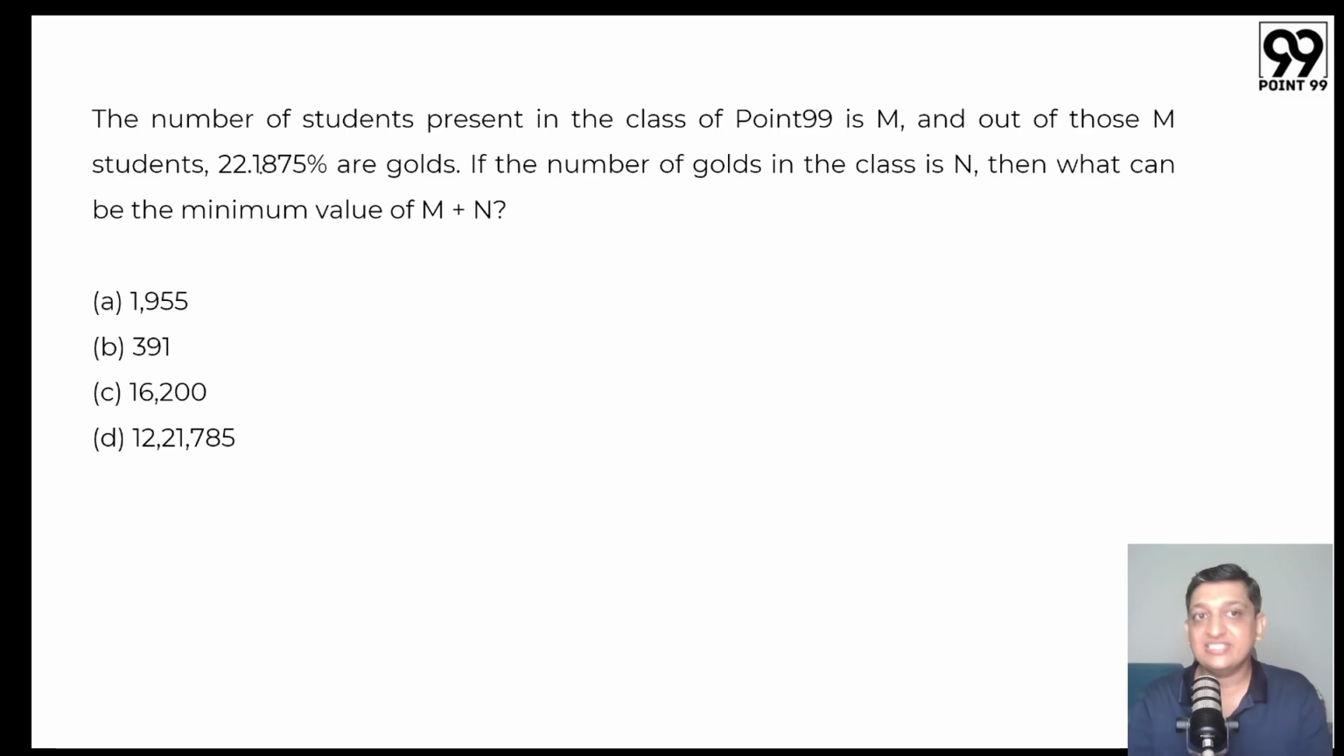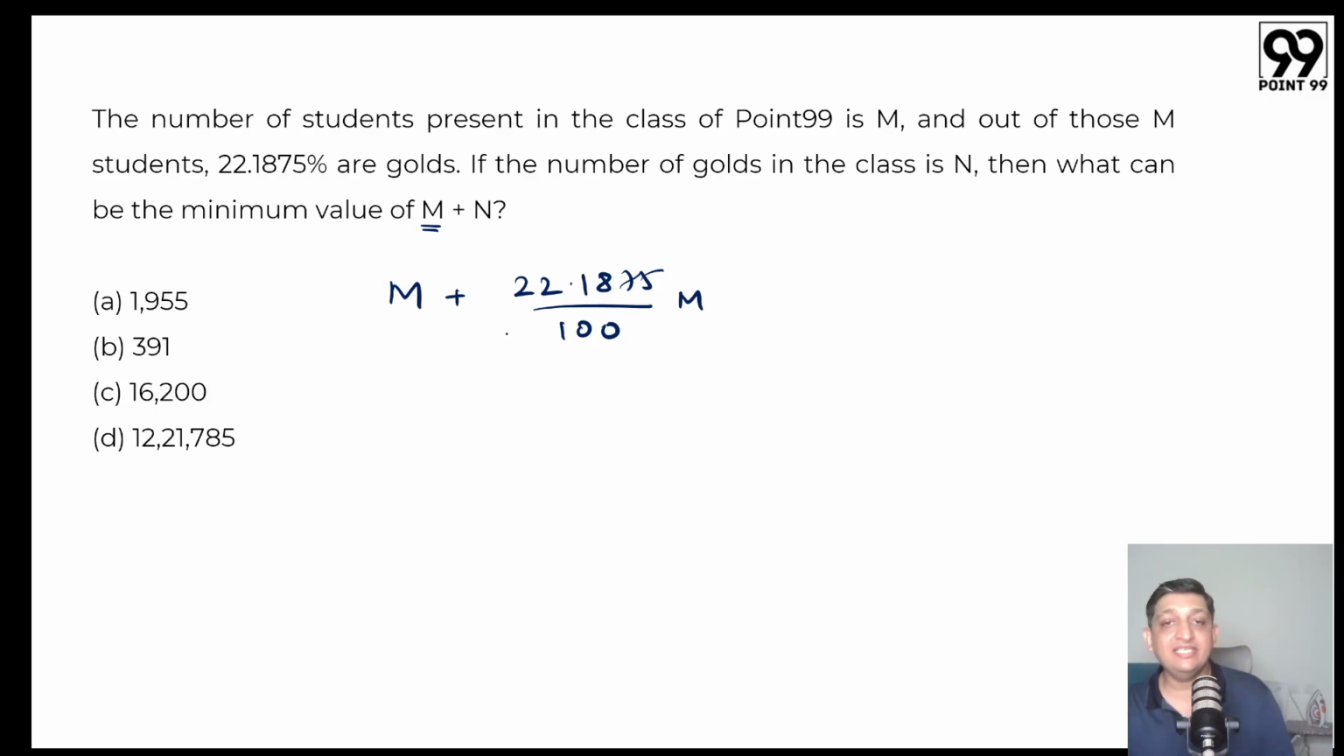Now let's think about this. We know that the number of students present in the class of 0.99 is M, right? So M people are there, so that I have to consider anyway. Out of those M, 22.1875% are golds. So what is the value of N here? It is going to be 22.1875% of M, these are golds. So M plus N will basically be this.